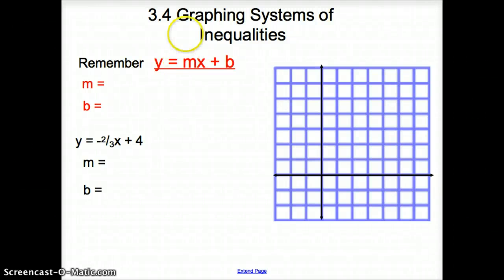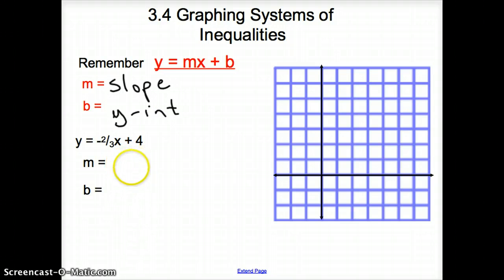Today we're going to be graphing systems of inequalities, but before we get there, we're going to start with slope-intercept form, y equals mx plus b, remembering that m is whatever is being multiplied to our x, and our m represents our slope, and our b is whatever is added or subtracted to our x, and our b represents our y-intercept.